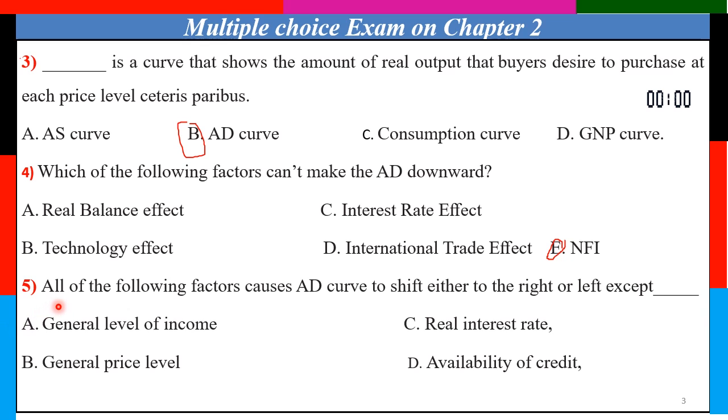Question number 5. All of the following factors cause the aggregate demand curve to shift either to the right or to the left, except dash. A. General level of income. B. General price level. C. Real interest rates. D. Availability of credit.